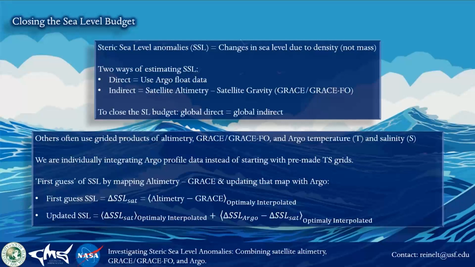Now, people usually use gridded products of altimetry, GRACE, and Argo for similar types of work, but we're individually integrating each Argo profile instead of starting with a pre-made temperature salinity grid. So for this work, we're going to start with an initial guess of steric sea level by subtracting GRACE data from altimetry data, and then later updating that map with Argo data.